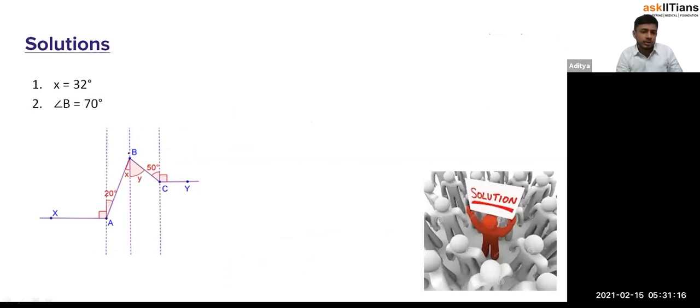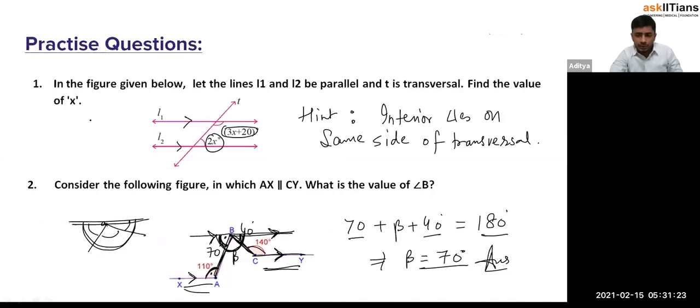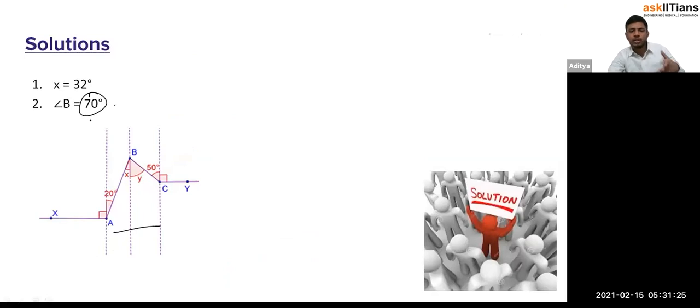And yeah, of course, there is another way to solve. By using this construction also we can solve. Once again, we'll get the same answer. Correct? 70 degrees only. Both of these solutions are absolutely correct.